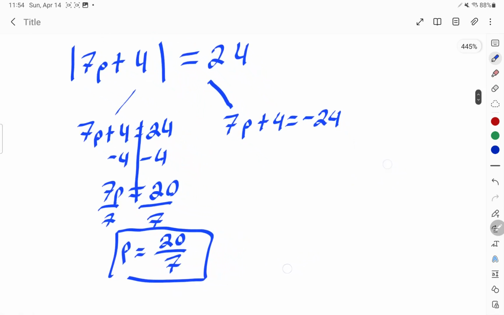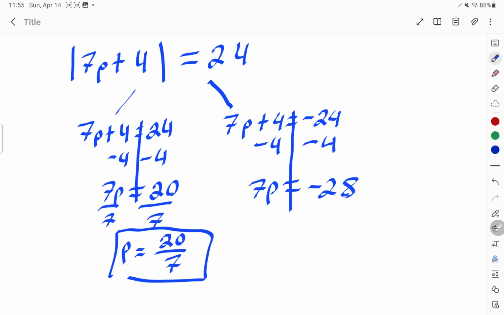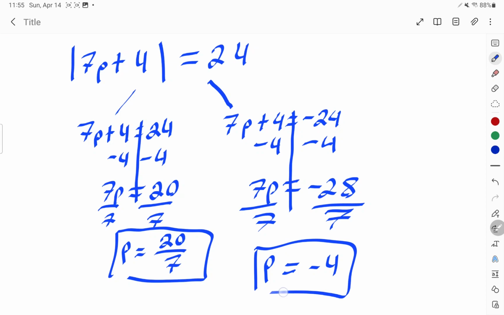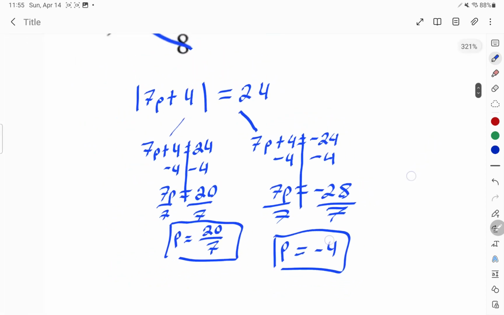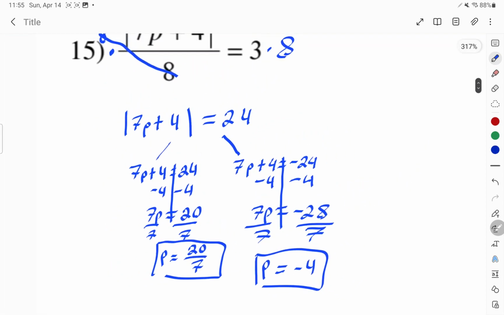Now I'm going to do my second equation. So minus 4 on both sides, that gives me 7p equals negative 28. We divide both sides by 7. So I'm going to have p equals negative 4 on this one. And that is going to be it. That is my answer for this.